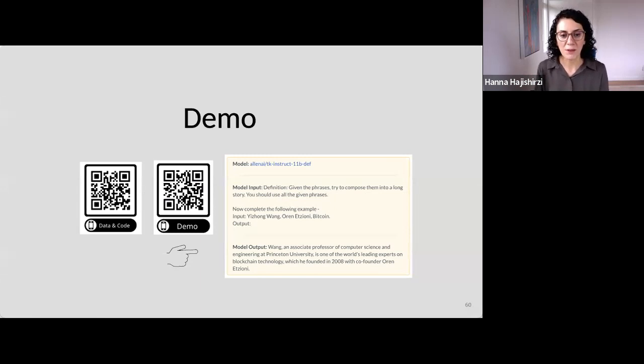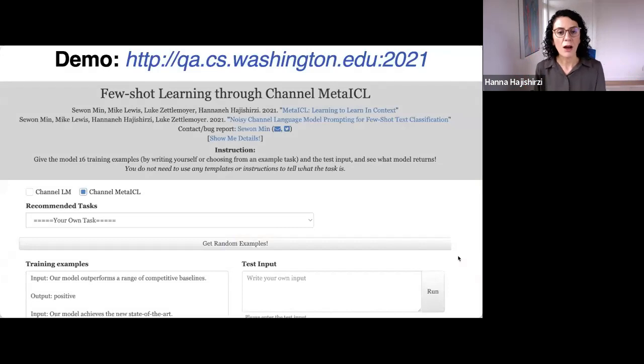Here is our demo. You should be able to use our demo online. This would show things like this. We would ask the model, given a phrase, to try to compose them into a long story, and the model does something like this. We expected the model to have Zhang Wang, Oranazioni, Bitcoin, and so on, and it comes up with this story. Also, we have a demo for our few-shot learning model using the channel meta ICL approach. Again, I encourage you to go and check out that demo.